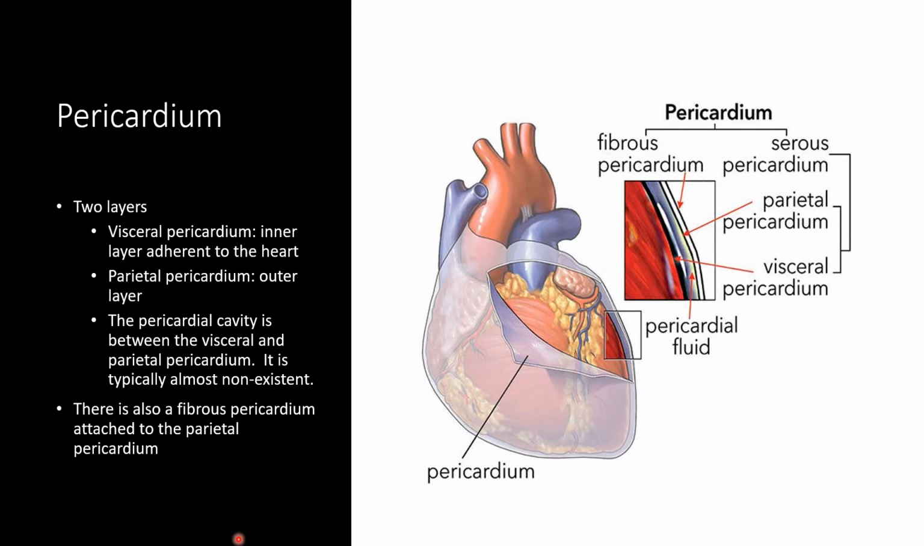The pericardial cavity is located between the visceral and parietal pericardium. And typically this space, this cavity, is almost non-existent. And of course, on the outside, there's a fibrous pericardium that's attached to the parietal pericardium. And typically when cardiac surgeons do surgery, they have to incise the fibrous layer of the pericardium along with the parietal pericardium in order to expose the heart.